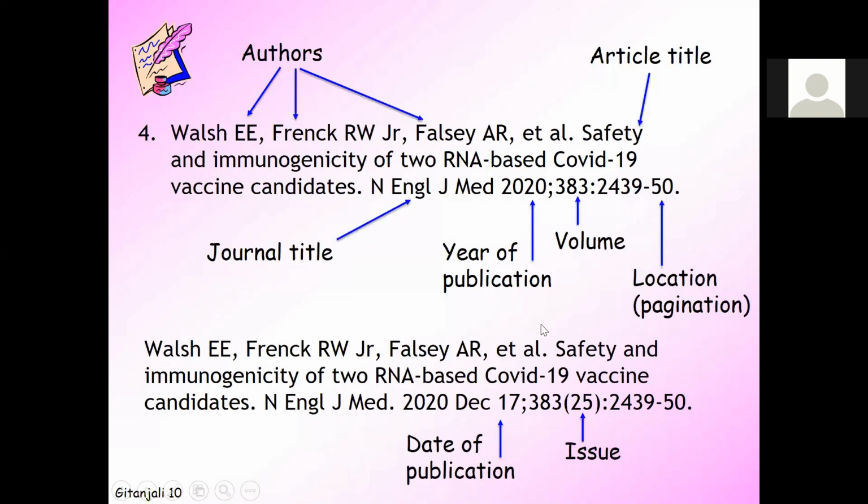However, if you want to put the full date of publication, this is also not wrong. Okay, you have the year, then you give the month, and then you give the date. This is the date of publication, and here next to the volume, you can also give the issue. Okay, so there are two ways of writing. I have just brought out this.